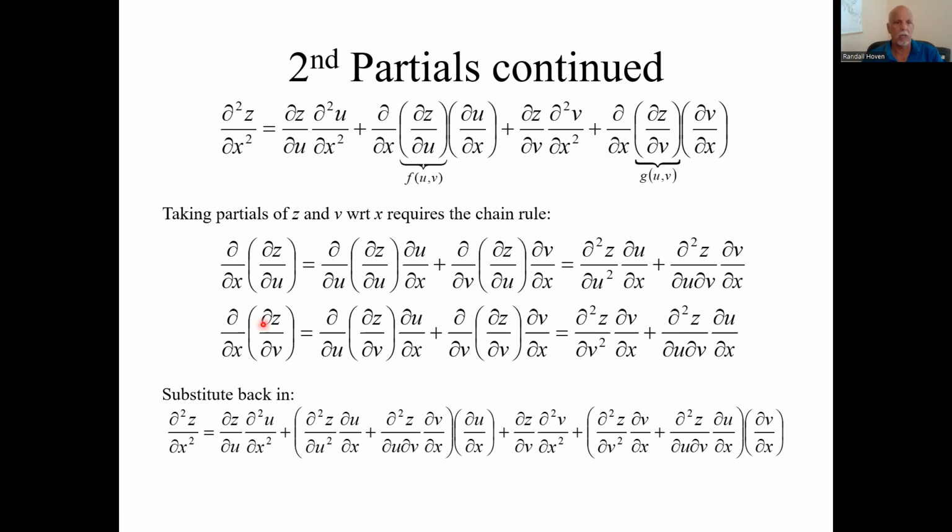Then you do the same thing because I needed to take this partial as well. So it's all analogous to this. I'm still using the chain rule. Substitute these guys back in up here, and I've got all that mess. See, it's getting pretty tedious.